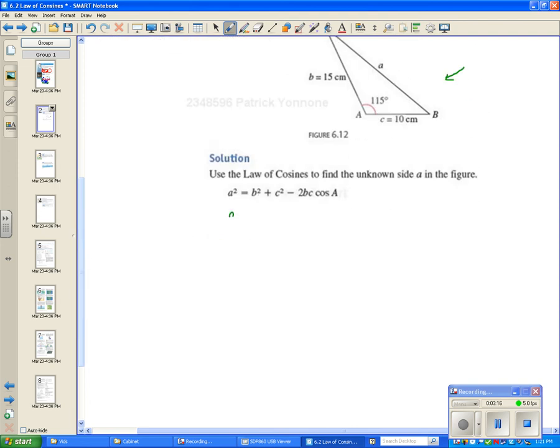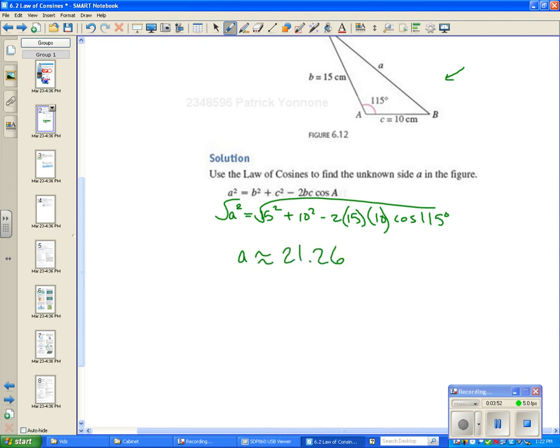A squared is the unknown value, so it's equal to 15 squared plus 10 squared minus 2 times 15 times 10 times cosine of 115. Notice all we have to do is type this in and square root both sides, remembering that this is plus or minus, but we're solving for a side length, so we only keep the positive value. So I just type it in one swift move in my calculator: 15 squared plus 10 squared minus 2 times 15 times 10 times cosine of 115 degrees, making sure I'm in degree mode, and I am. So I get my A to be approximately 21.26.